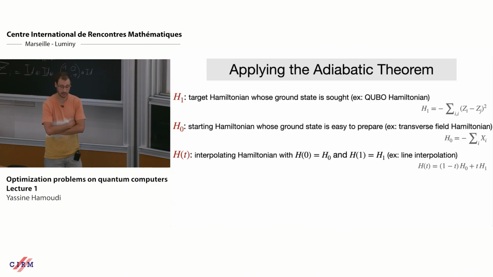Now, final step is to define H t. So that is the Hamiltonian on which we'll apply the adiabatic theorem. And we want H t to be an interpolation between H0 and H1. Okay, so at the beginning, it is equal to H0, the easy Hamiltonian, and at the end, it has to be equal to H1. So you can choose how you want to interpolate, but a typical choice is to use the so-called linear interpolation, which consists of having (1 minus t) H0 plus t H1. Okay, so you just have a linear increase in the contribution of H1 to the overall Hamiltonian.